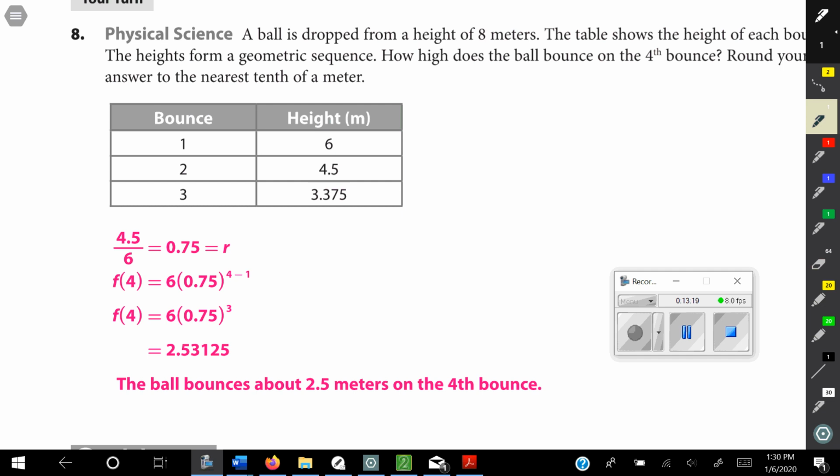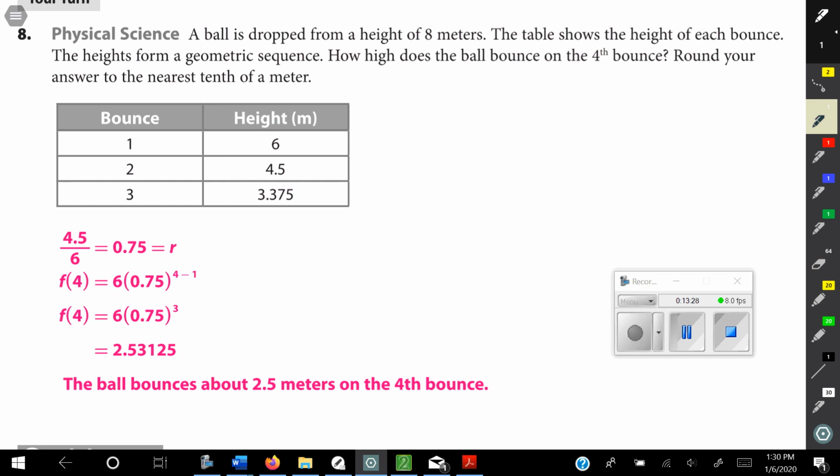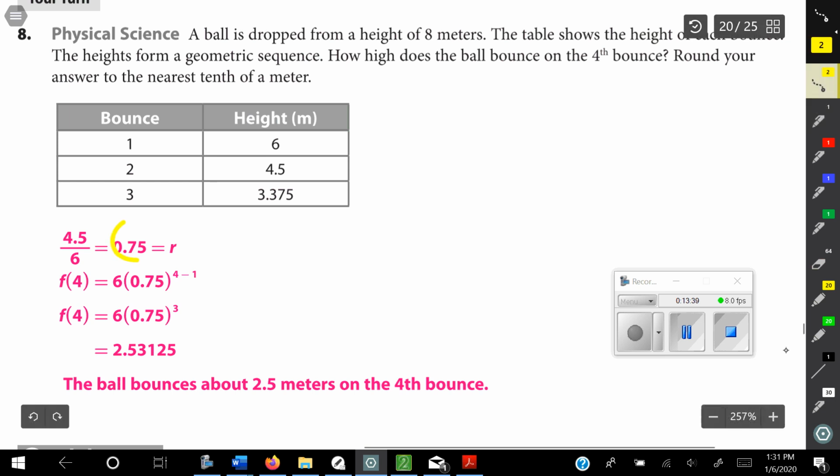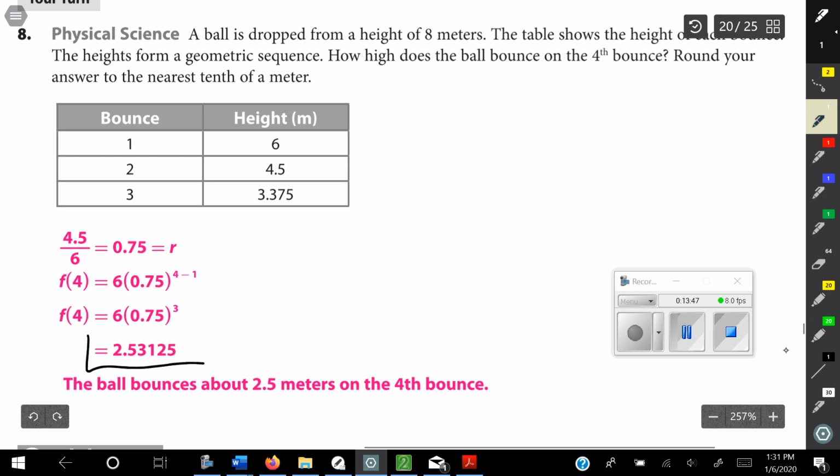Okay, this should be what you get for this one here. You should get 2.5 meters on the fourth bounce. All we did is take a list of terms here. We've got 6, 4.5, 3.375. You divided the 4.5 by 6 to get the common ratio. You take that and plug it into your formula and type that in your calculator, and this is what you get. And just round to the nearest tenth of a meter.